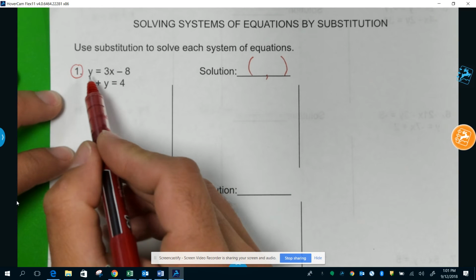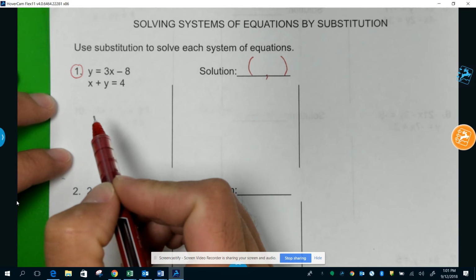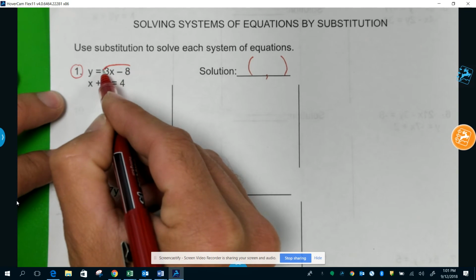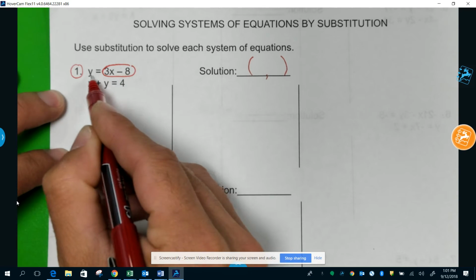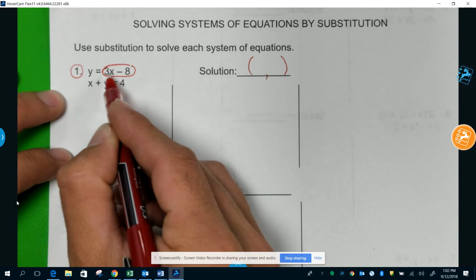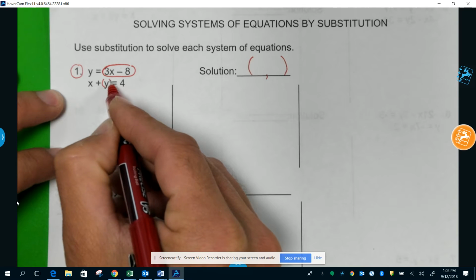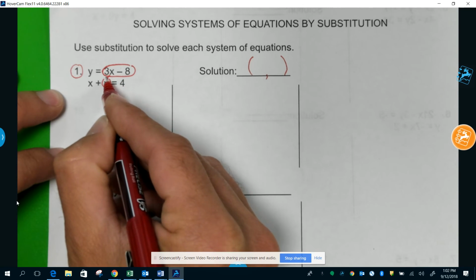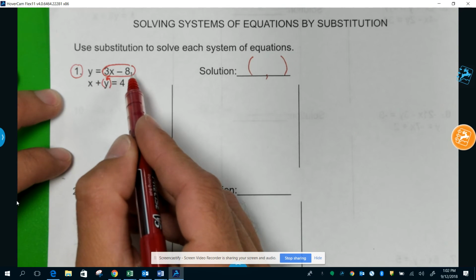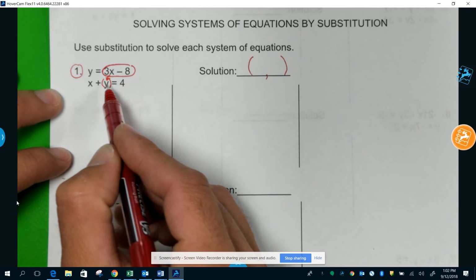Using substitution, one of your equations has to be solved for either x equals or y equals. Well, it's nice here on problem number 1. This first equation is already solved for y equals. So I'm going to substitute all this information into the other y value, using parentheses. If y equals 3x minus 8, then I'm going to use this 3x minus 8 and substitute it into the y for the other equation.